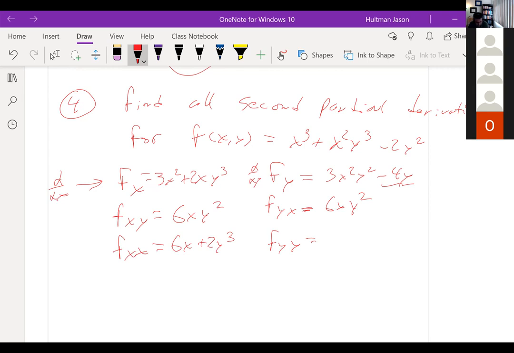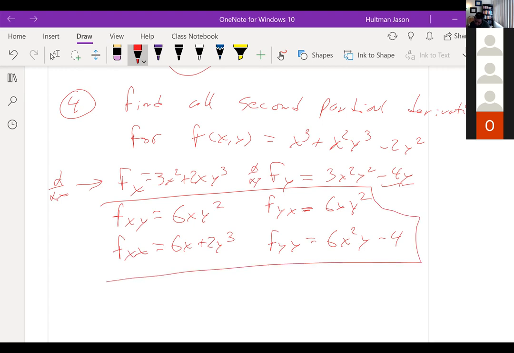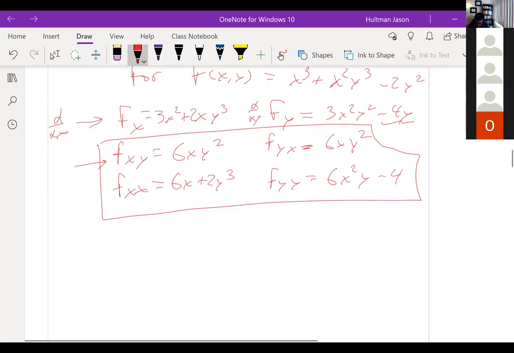Okay, f sub yy, that's going to be, bring down the 2 for the y, fix the x, is going to be 6x squared y minus 4. Okay, so there's all 4 of them. Now what do we notice? We notice that on this line, they're identical. Okay, f sub xy and f sub yx are identical. Okay, and that's a theorem.